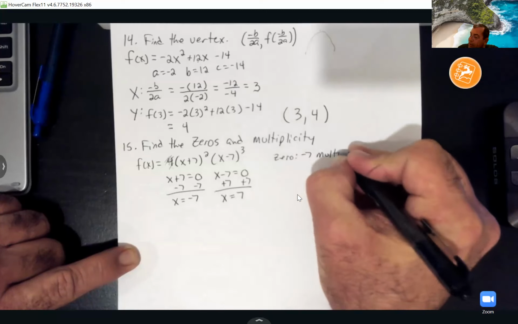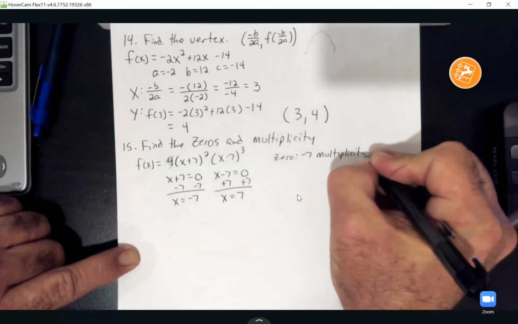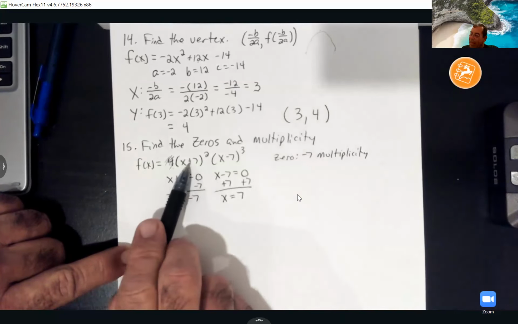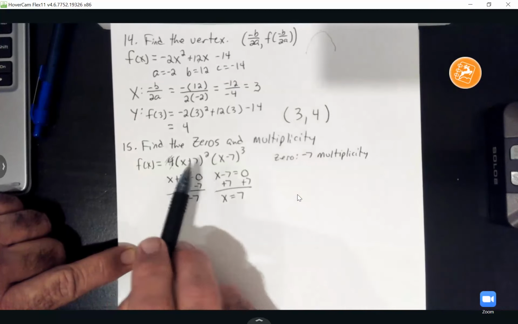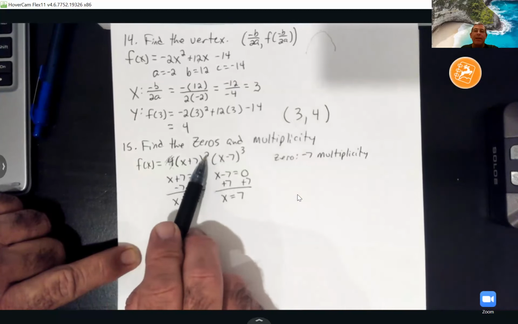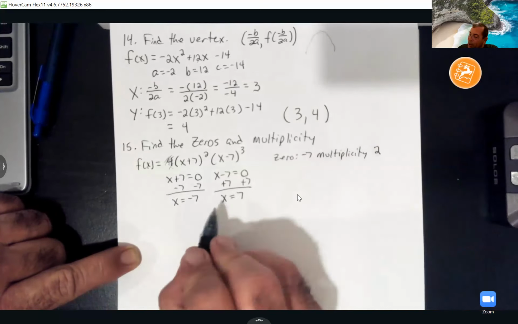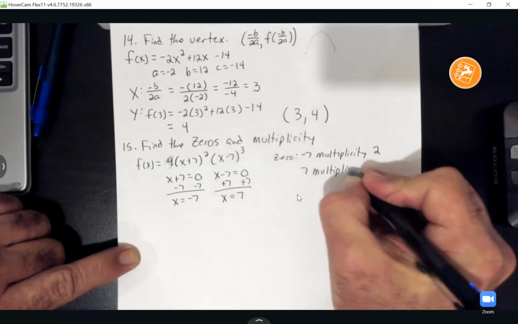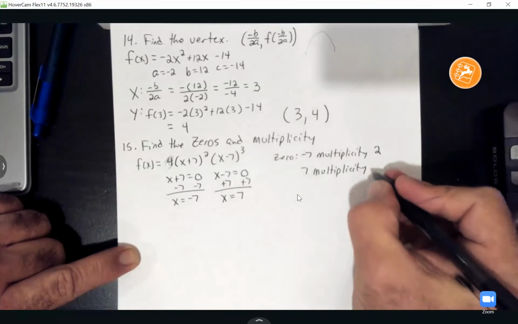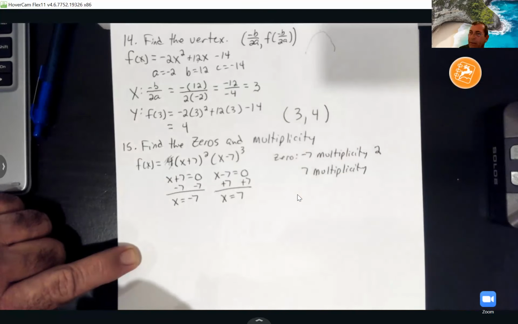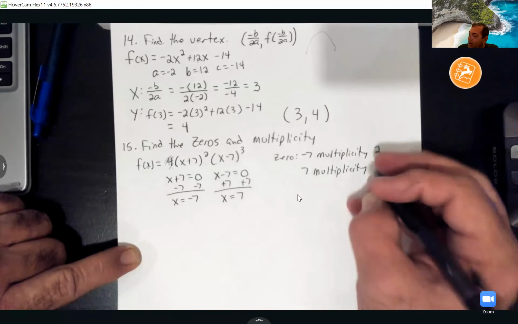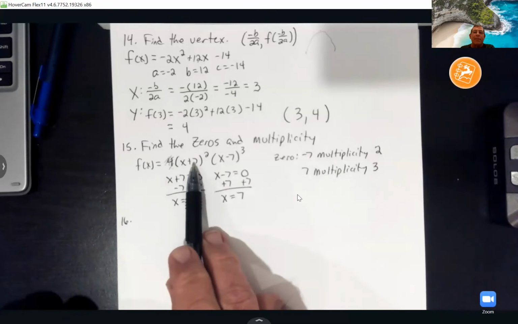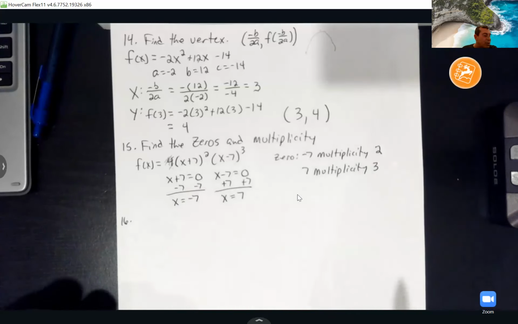So what was its multiplicity? Well, remember, I got it from that factor, and that factor had an exponent of 2. The other one, +7, what's its multiplicity? 3. What did y'all just say? 3, right there. Bam, there you go. Now, y'all, that's all we had to do on that: set the factors equal to 0, and then put their multiplicity and be done.